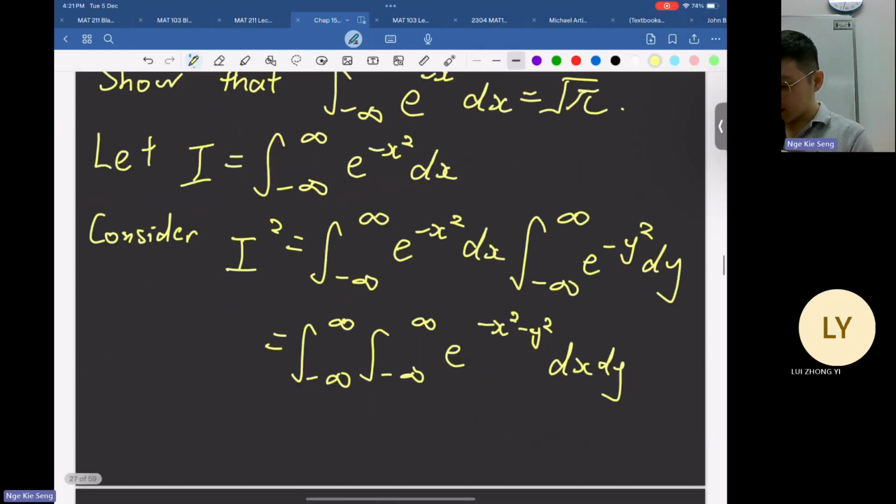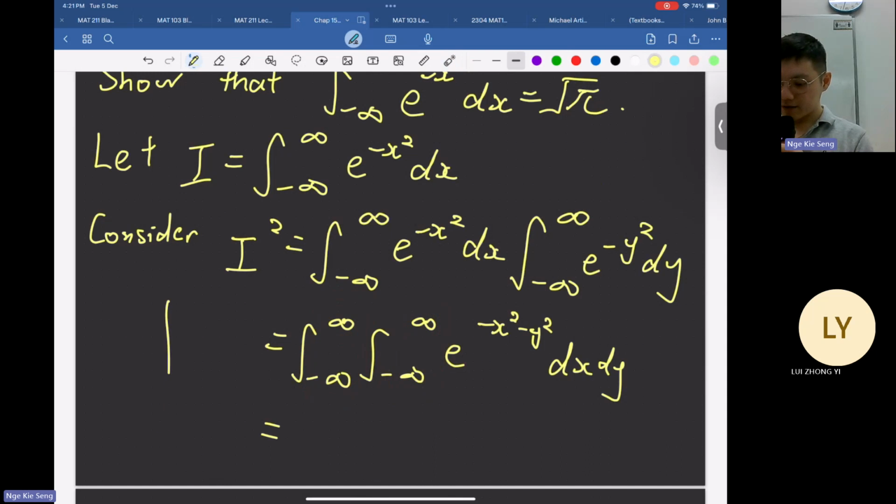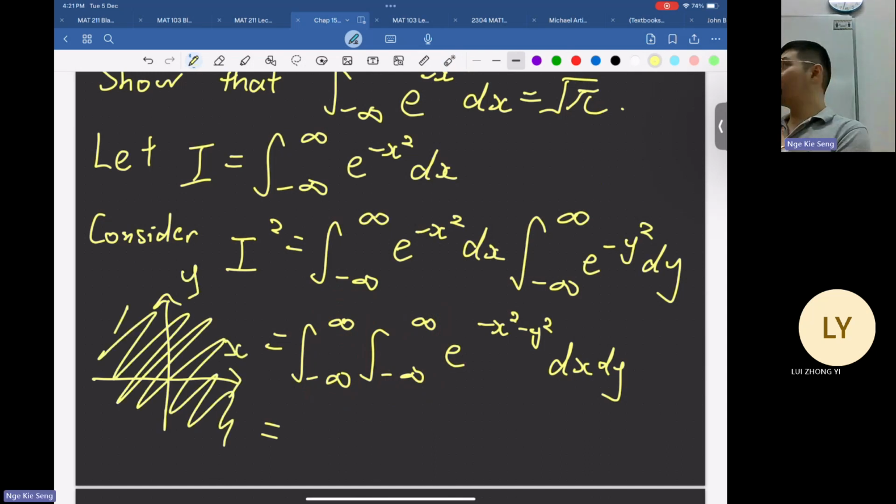But how to change the integration domain? This is negative infinity to infinity, and then negative infinity to infinity. This is the R2 plane, the whole R2 plane. So you make it into polar. Your angle is going from where to where?